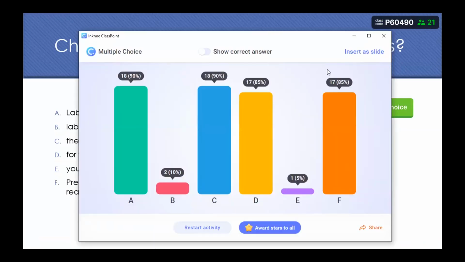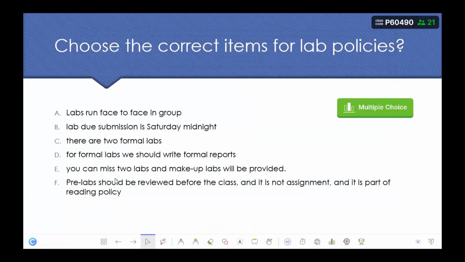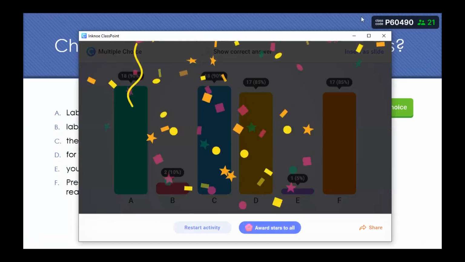What was the other E? You can miss 2 labs and makeup lab will be provided. No, you can miss just 1 lab and makeup lab will be provided. Okay? If you are planning to miss more than 2 labs, reach out to me by email first or go to the Center for Student Access. Okay, great.